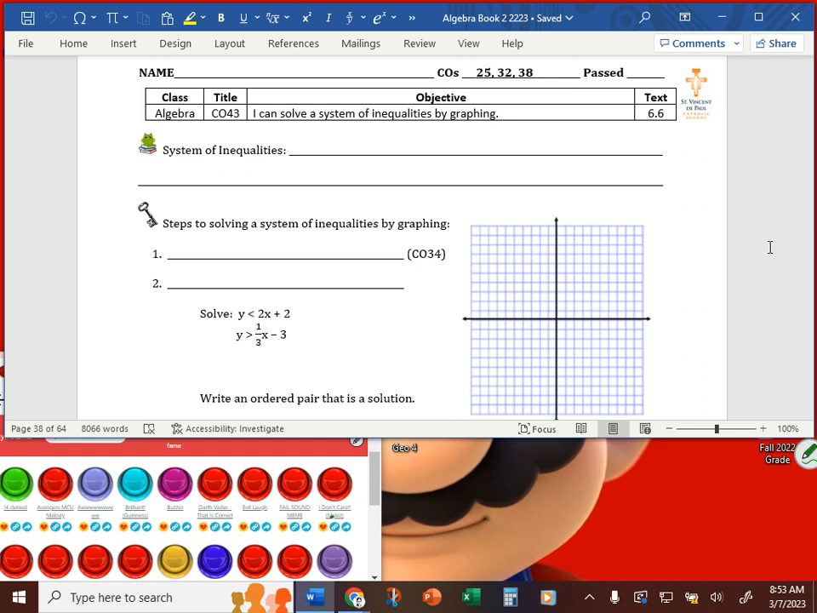Nathan: System with less than or equal to stuff. Okay, it's less than or equal to stuff. You see a coordinate plane. Maybe you remember graphing inequalities before back in CO34.